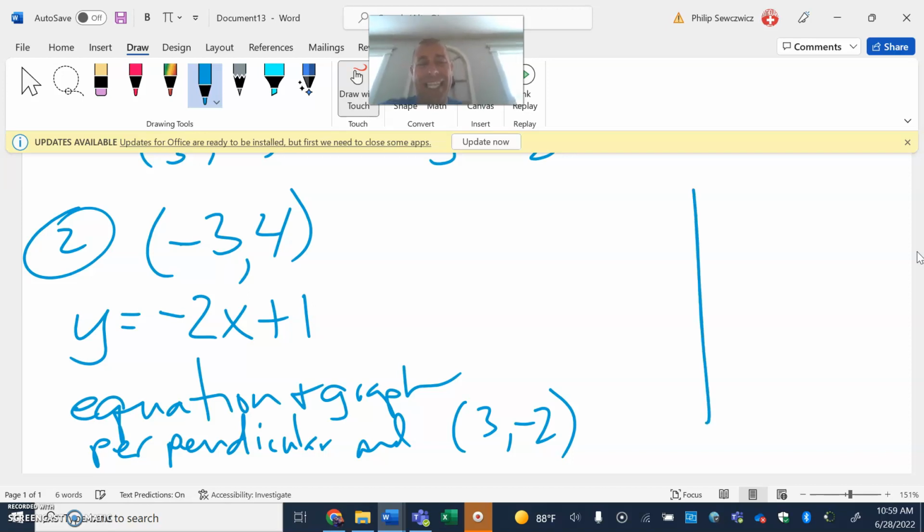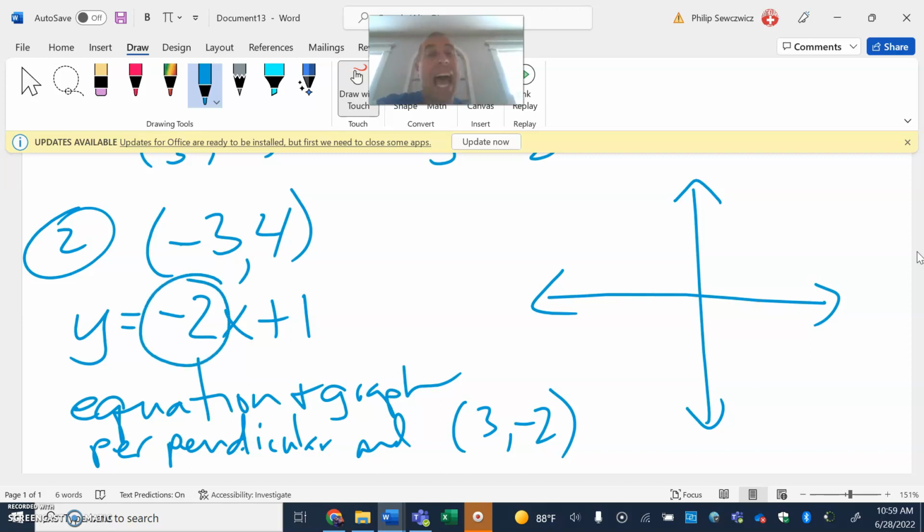So the idea here is, well, I need an xy axis. I want it perpendicular and to go through this point. So perpendicular, opposite reciprocal, which tells me I need to use the slope of 1/2, because the opposite of a negative is a positive. The reciprocal of 2 is 1/2.